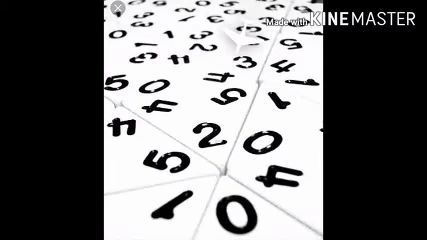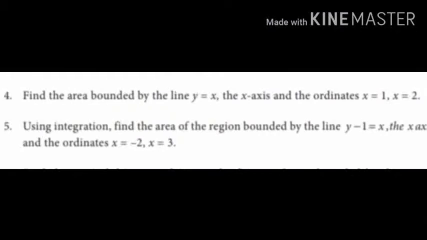Here in today's session, a continuation of the previous video. We have two problems. The first one is: find the area bounded by the line y is equal to x and x-axis and the ordinates x is equal to 1 and x is equal to 2.